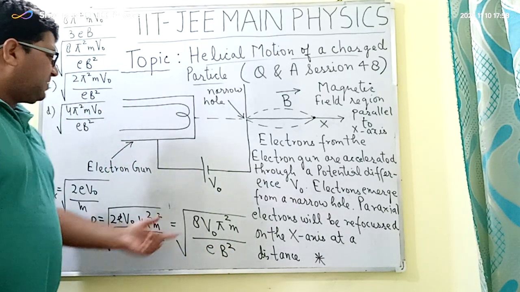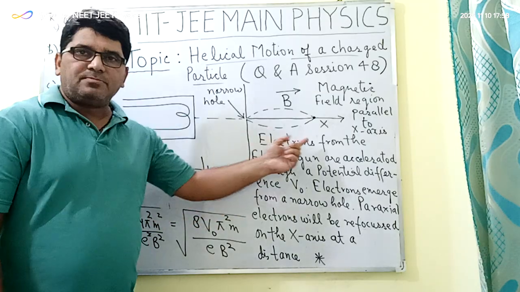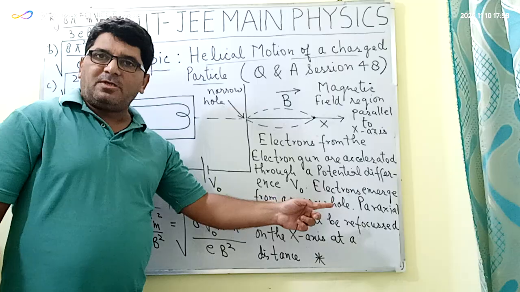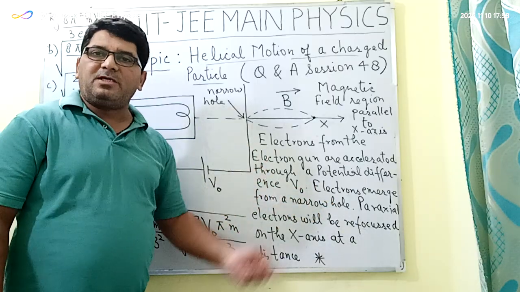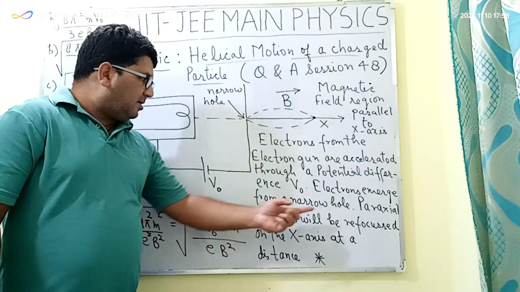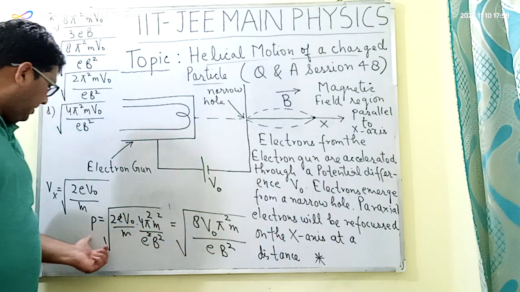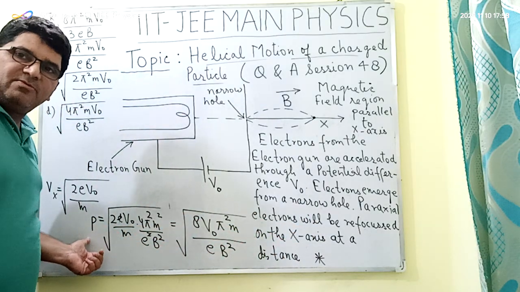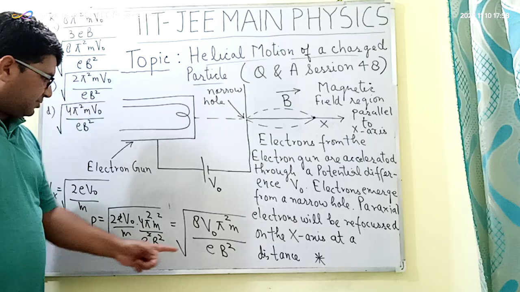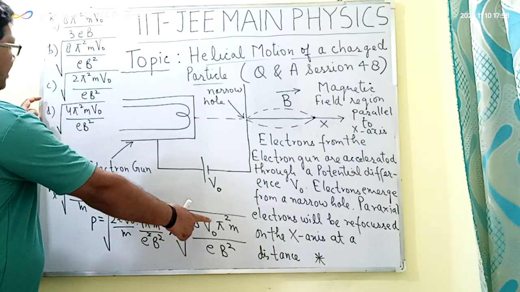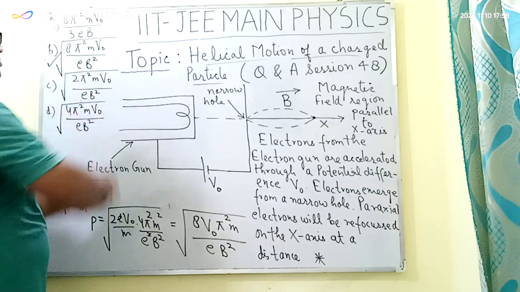So what is pitch? Pitch is the linear distance traveled by these paraxial electrons in one complete revolution, and these paraxial electrons will get refocused after traveling through this distance given by the pitch. So the correct option here is 8 pi square m V0 by eB square. The correct option here is B.